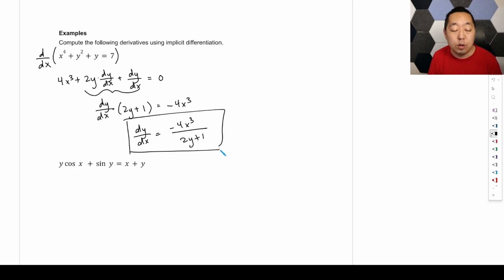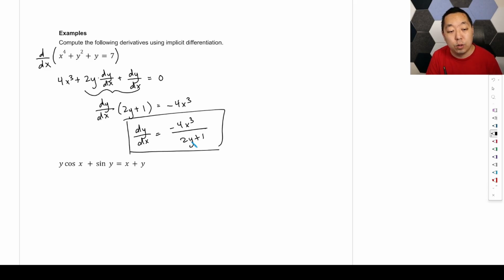Now, a couple things to note. You will get a derivative in terms of x and y. You can't just get it in terms of x. It's usually very difficult, nearly impossible, to replace that y. But you at least get a derivative. So you do need an x and a y point to calculate the slope of a tangent line.